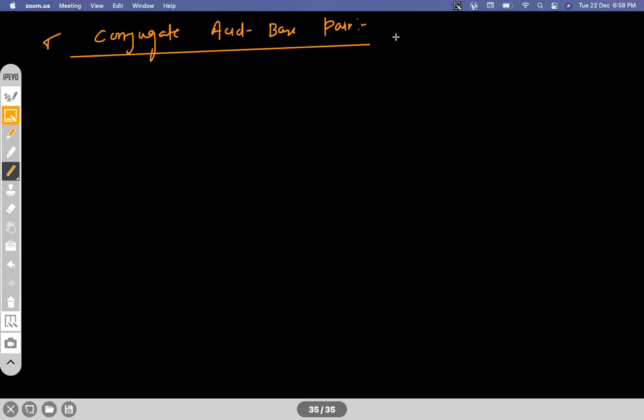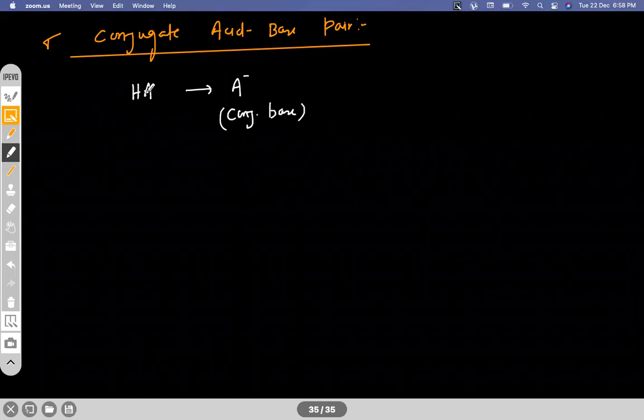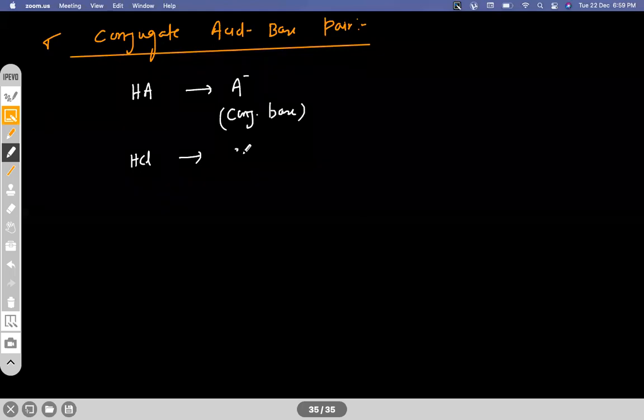So conjugate acid base pair. What is conjugate acid or conjugate base? Conjugate base, how do we get? Suppose you have an acid, HA, right? And from this HA, if you remove H plus, you'll get A minus. So this A minus is the conjugate base of this acid. Means any acid, if you want to write down the conjugate base of that acid, remove H plus from there. Simply. For example, you see HCl. What is the conjugate base of HCl? Cl minus, yes.